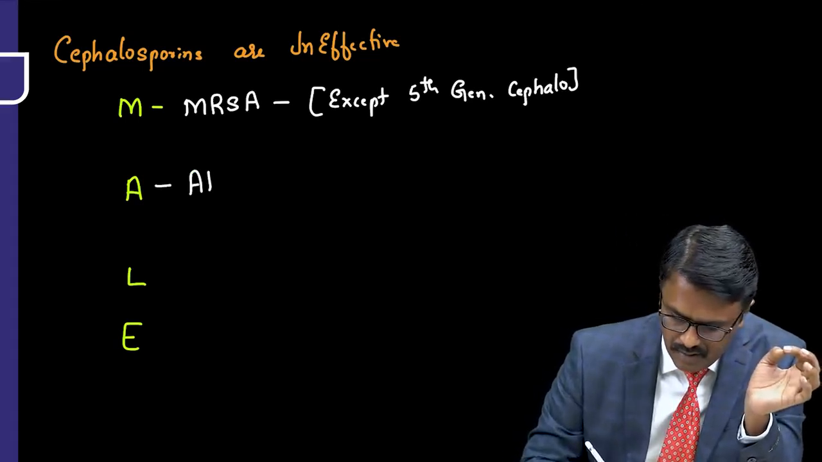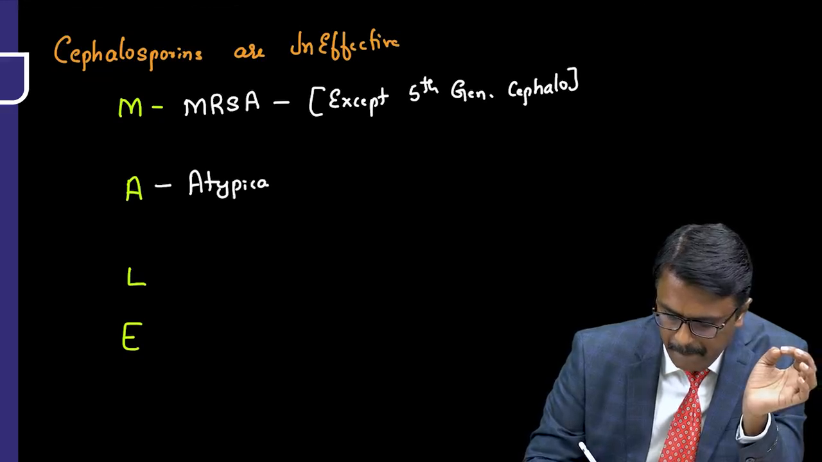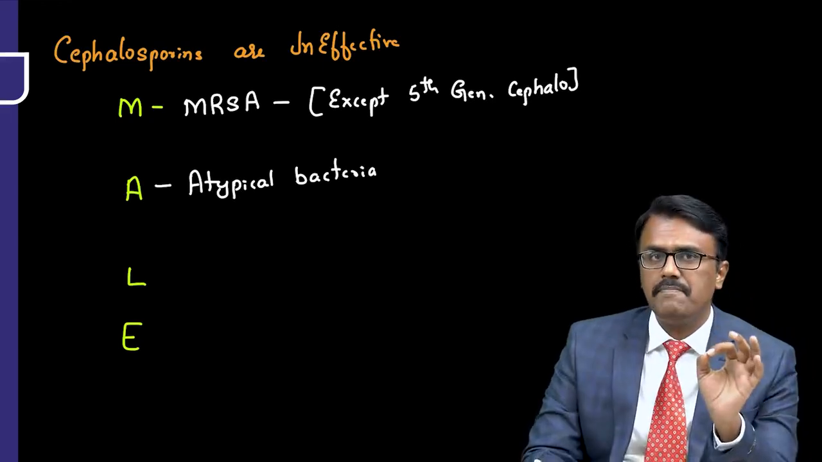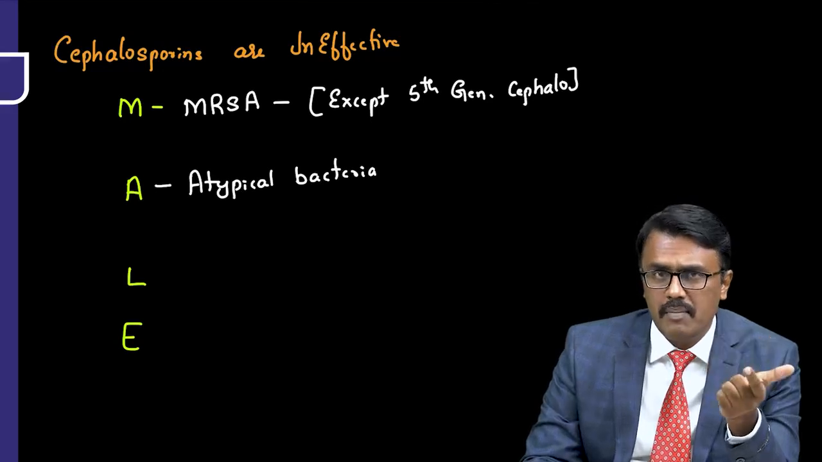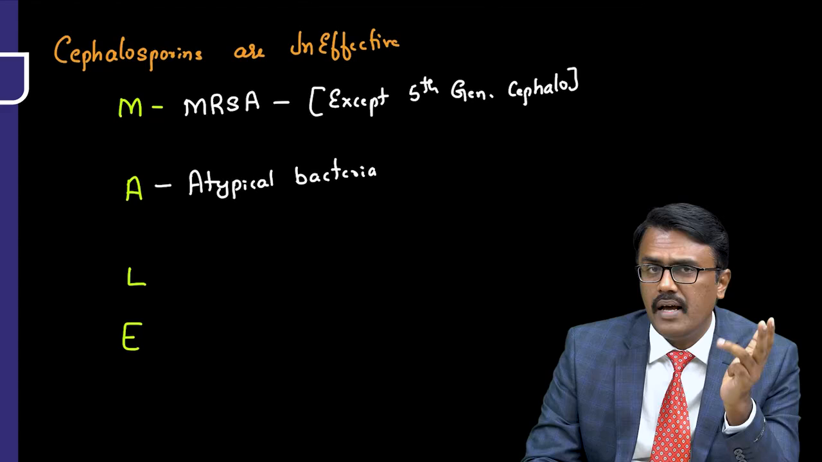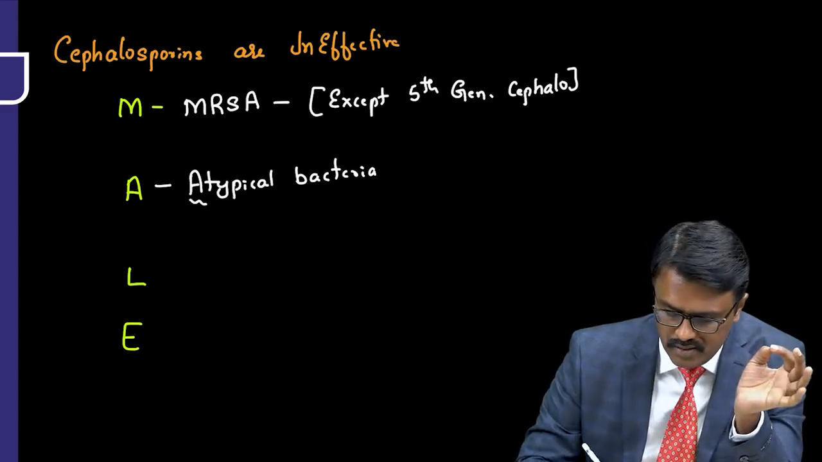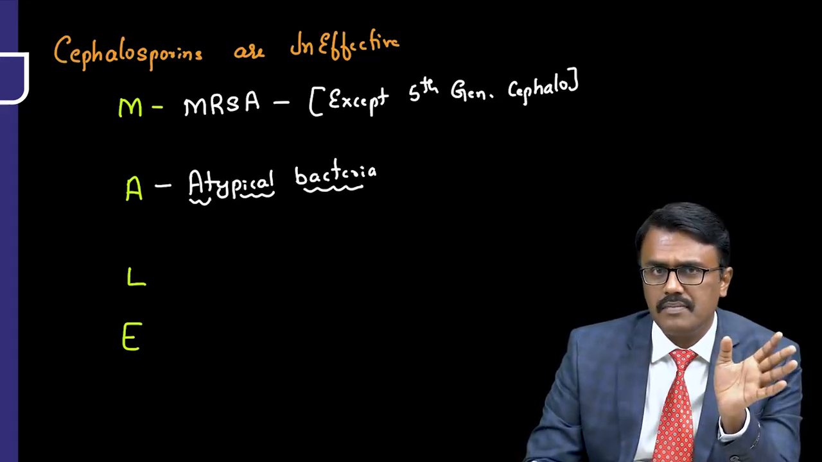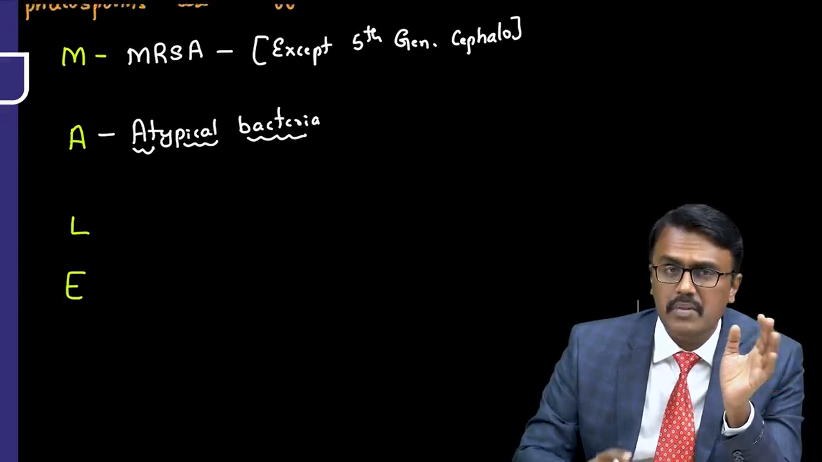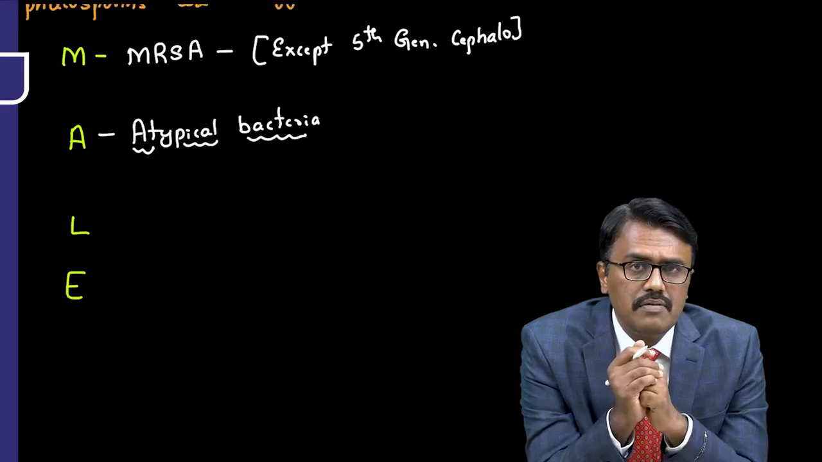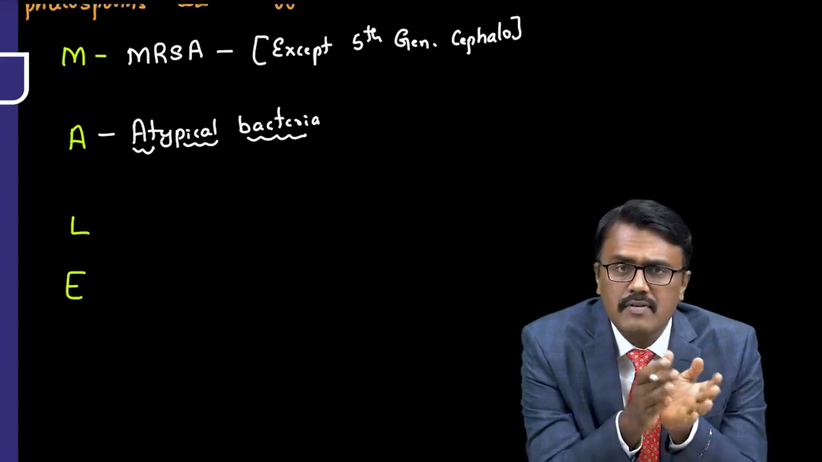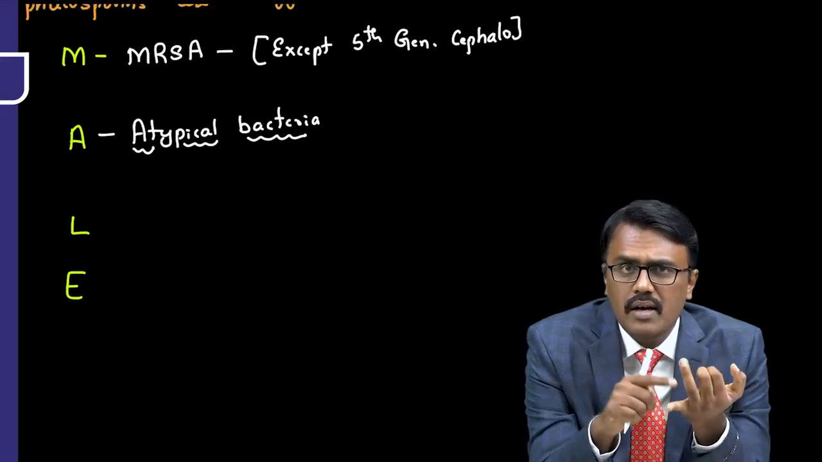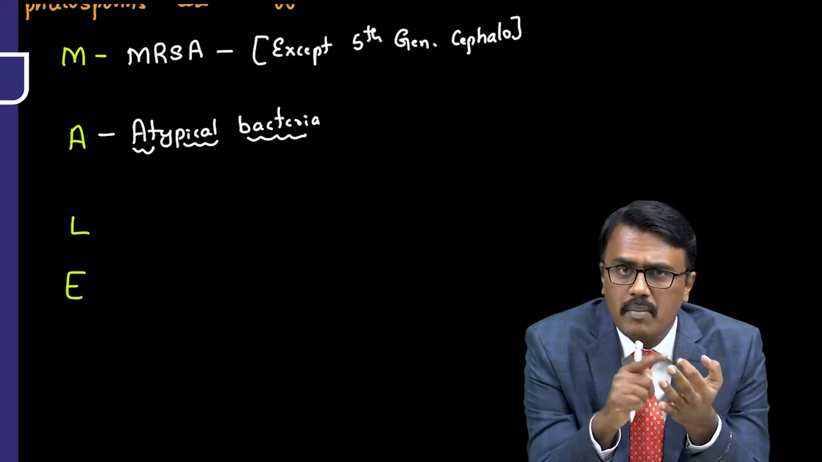A for the atypical bacteria. So what are the atypical bacteria? They are Mycoplasma, then Chlamydia, then Legionella and Rickettsia. They don't work on atypical bacteria. So that's why when there is community acquired pneumonia, there is a chance of infection from typical bacteria as well as atypical. So what are the bacteria which cause atypical pneumonia? Legionella, Chlamydia as well as Mycoplasma.